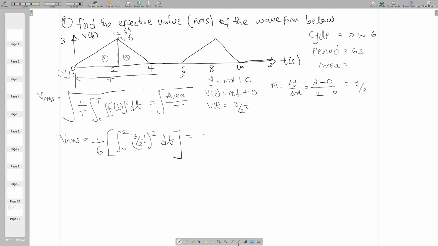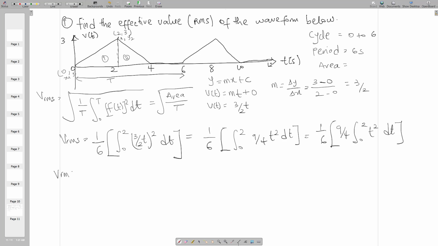So then from here we can say that 1 on 6, integrating from 0 to 2, we will have 9/4 t squared dt. But since 9/4 is a constant, we can bring it out. So it will be like this: 9/4, integrating from 0 to 2, we have here t squared dt.